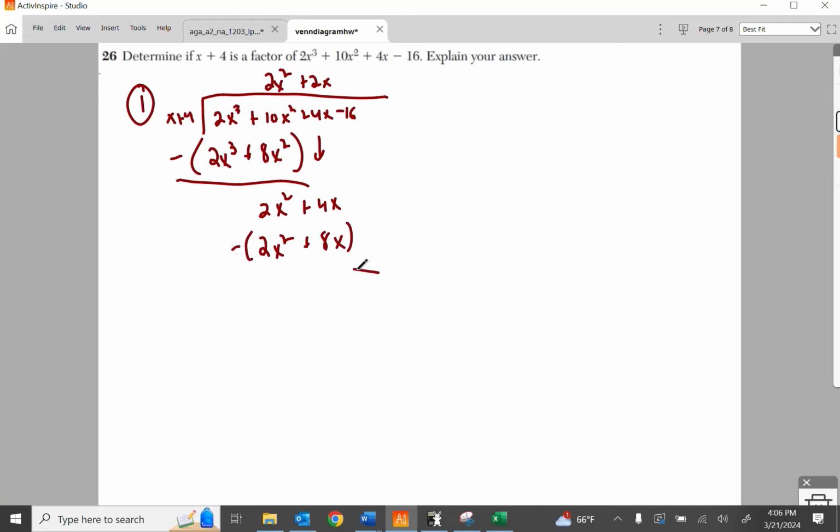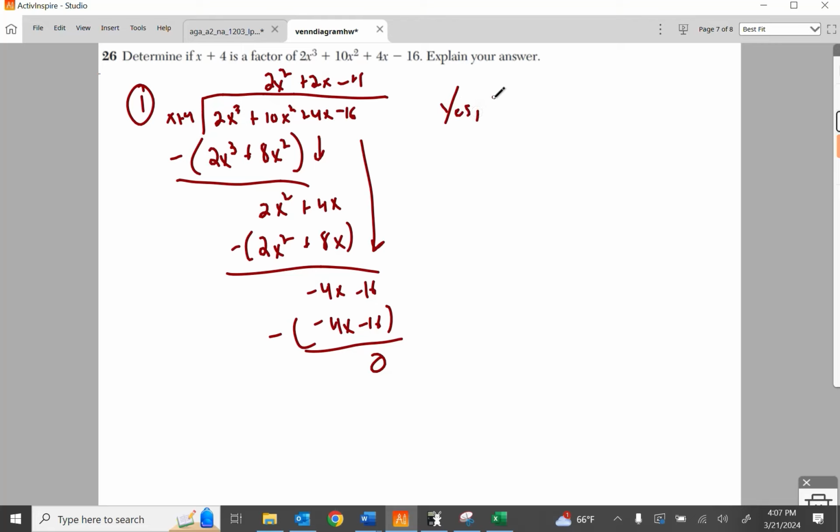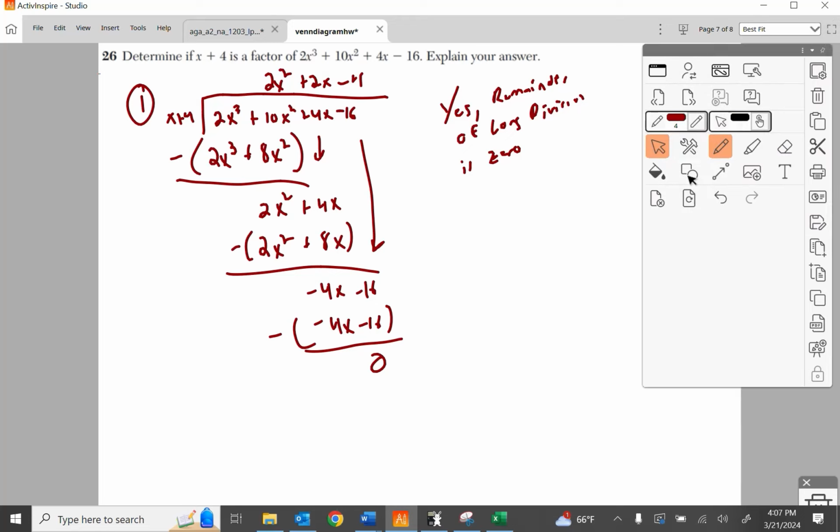And I wrap before I subtract. Negative 4x. Bring down the negative 16. I turn an x into a negative 4x by multiplying by a negative 4, and I invoke the distributive property again, and I get negative 4x minus 16. I wrap before I subtract, and I get a 0. So if I'm explaining, I say yes, the remainder of long division is 0. All right, there's one technique. I said I'd show multiple techniques.